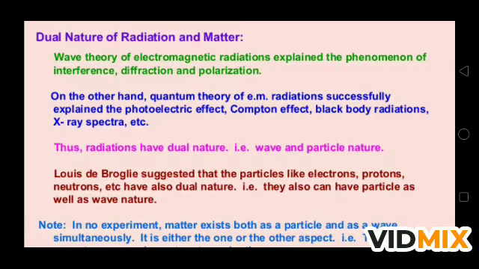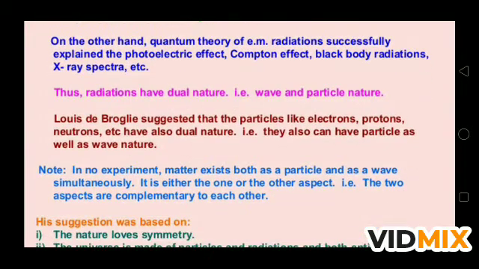If you have not watched that video, first go to those videos and make your concept clear, then come to this video. In this video we are going to discuss what is the dual nature of radiation and matter. The wave theory of electromagnetic radiation explained the phenomena of interference, diffraction and polarization, which we had already discussed in the previous chapters. On the other hand, the quantum theory of electromagnetic radiation successfully explained the photoelectric effect, Compton effect, black body radiation and X-rays, etc.